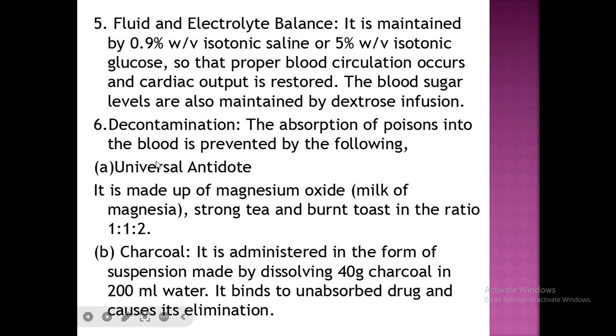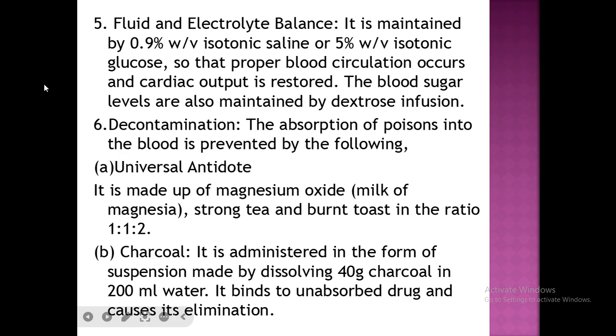Then the fifth step is fluid and electrolyte balance. It is maintained by 0.9% weight by volume isotonic saline or 5% weight by volume isotonic saline glucose, so that proper blood circulation occurs and cardiac output is restored. The blood sugar levels are also maintained by dextrose infusion.